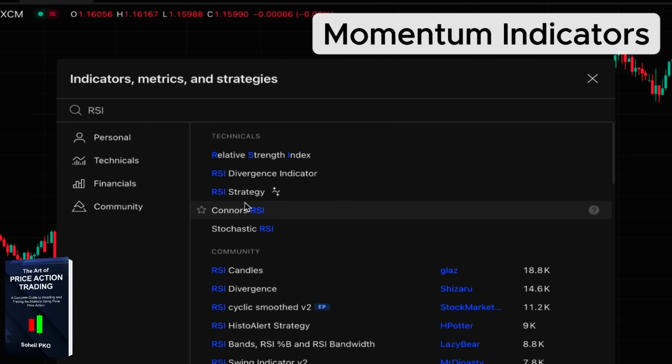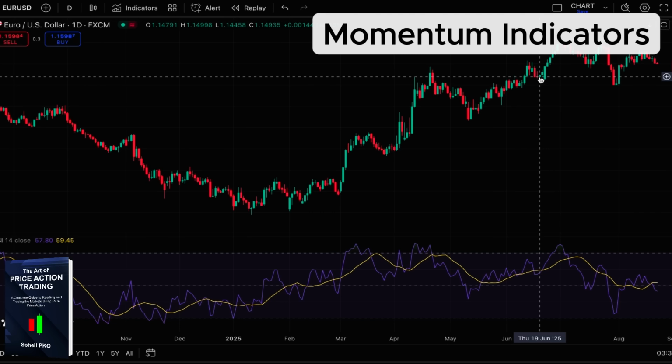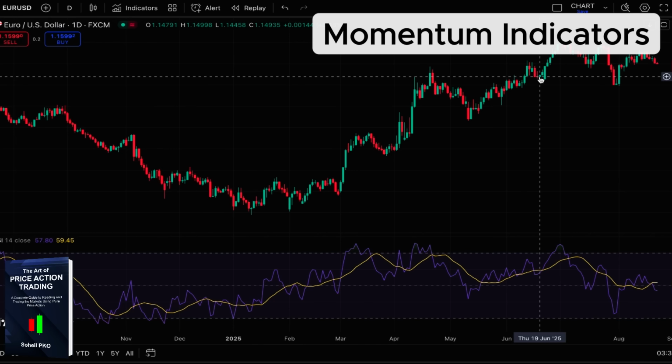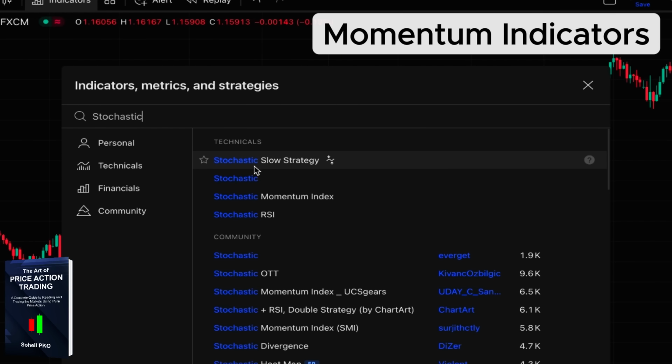The next indicator is RSI, Relative Strength Index, and I am sure that you know this indicator. It is one of the most powerful indicators, especially for identifying overbought and oversold conditions, and also divergences for finding reversals. Many traders use RSI in their trading strategies. And the last indicator is stochastic oscillator, this one.